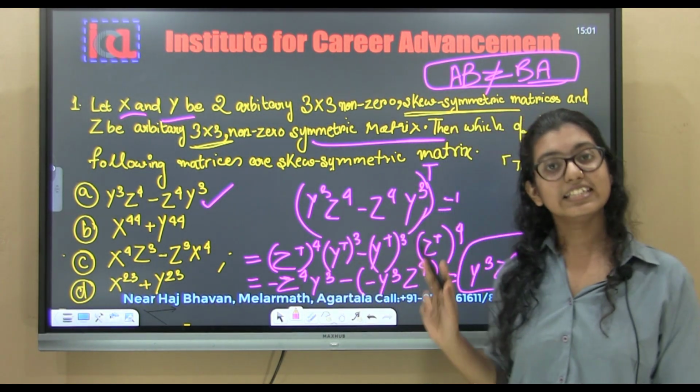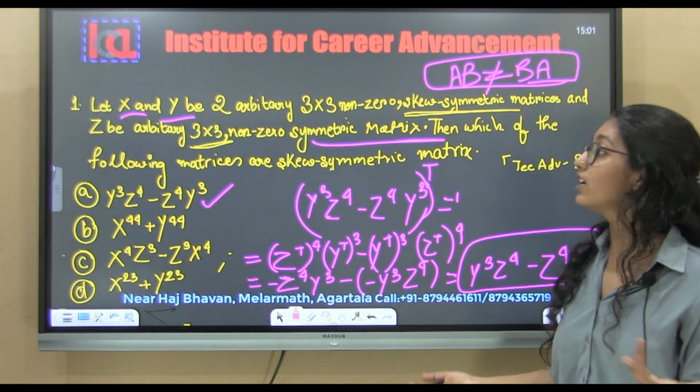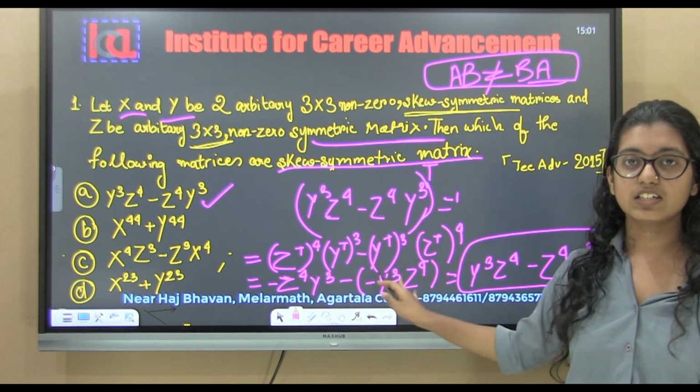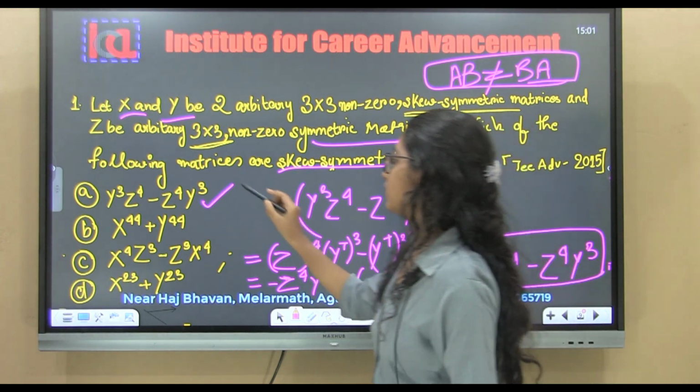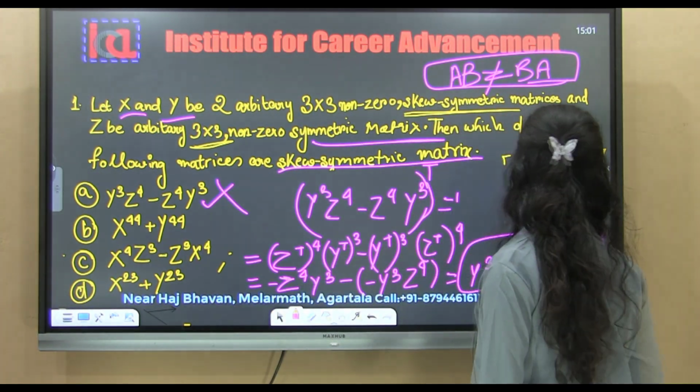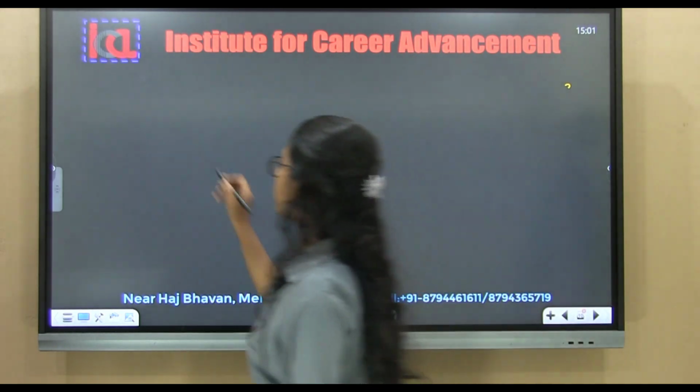So therefore this is a symmetric matrix, but what is asked? Asked is a skew symmetric matrix. So this is not a skew symmetric matrix. First option is nullified. Now second option.